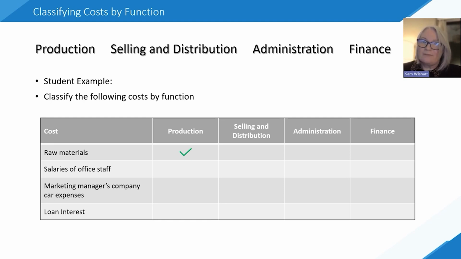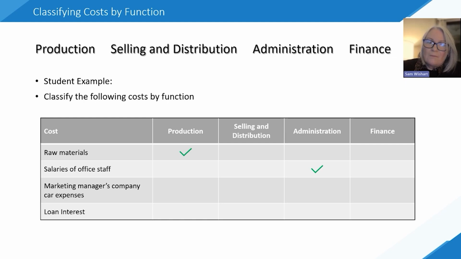Salaries of office staff. Okay. Production, selling and distribution, admin or finance, do we think? Yeah, we've just said office staff here, haven't we? We haven't said that they are working in the finance team, so we'll assume that they're part of the admin function.